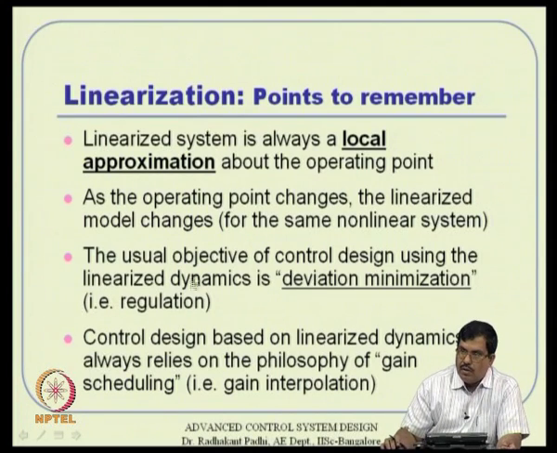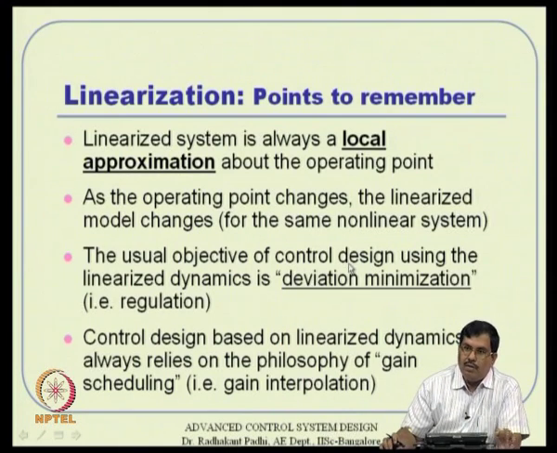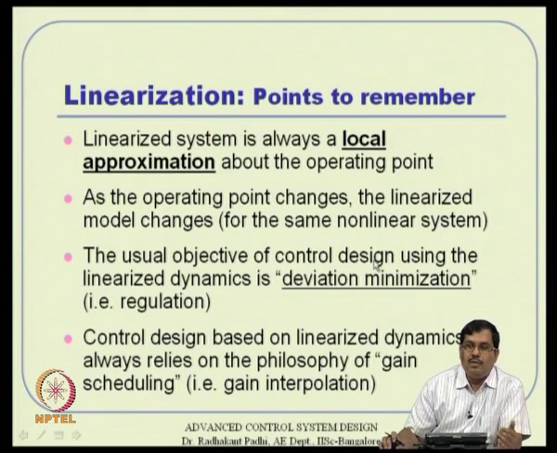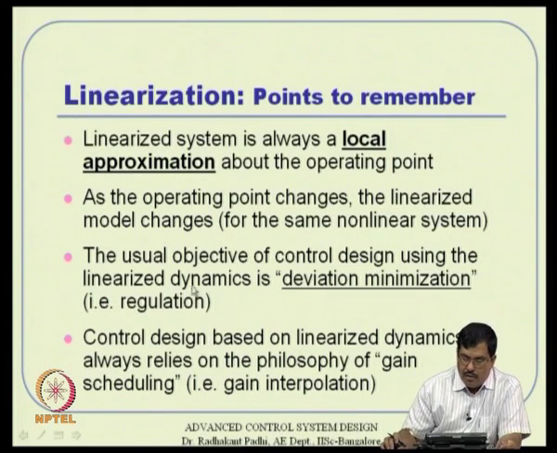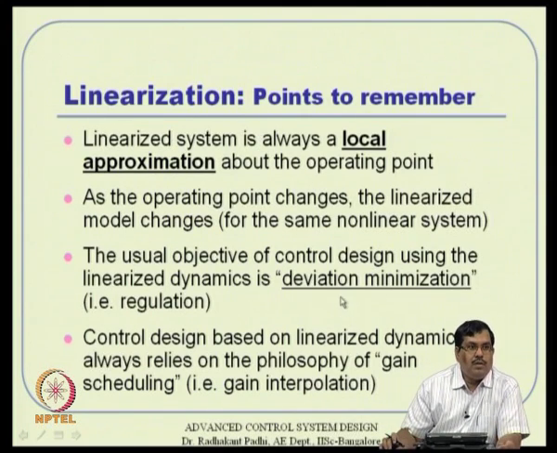And then the third point is, once you have a linearized system dynamics, obviously the objective in control design using linearized dynamics is, 99.99 percent, deviation minimization. That means you have a deviation dynamics now, and using those deviation dynamics you just have to suppress the deviation. That is called a regulation problem, and it is also like a stabilization problem. Any deviation around the operating point, I want to suppress. That is the usual objective in linear control system design, even if nobody tells us explicitly. That is the default.